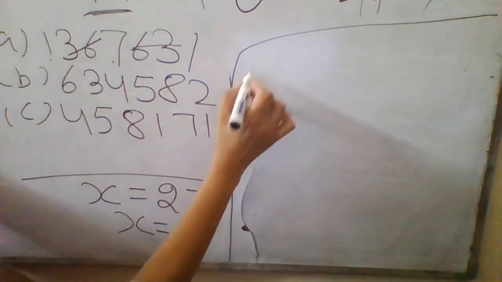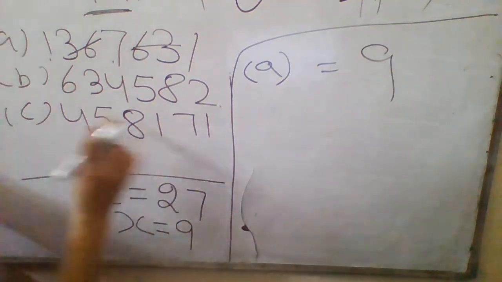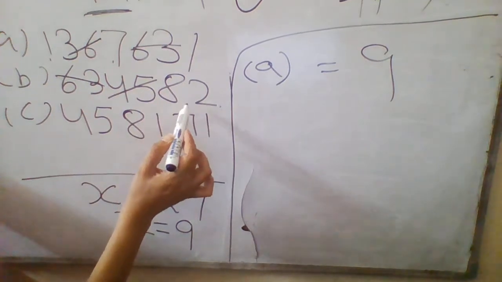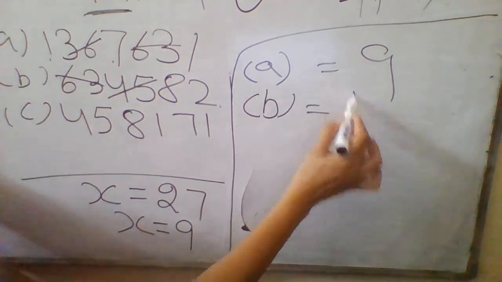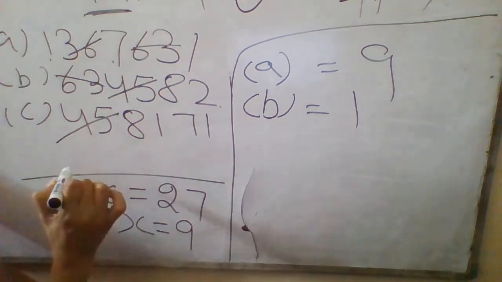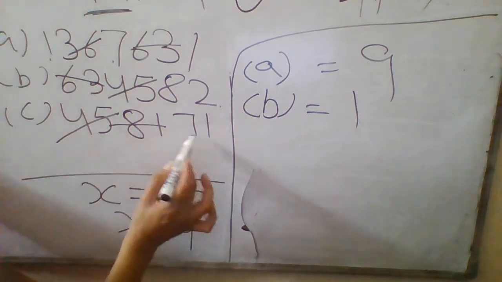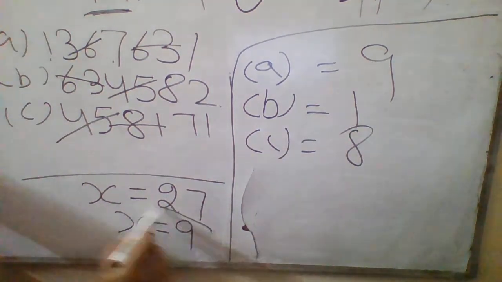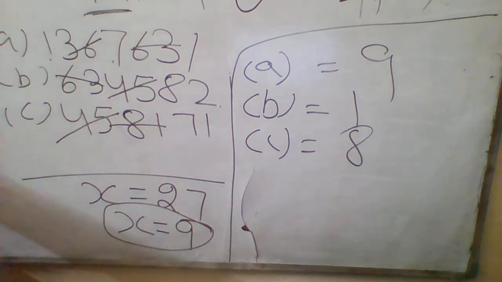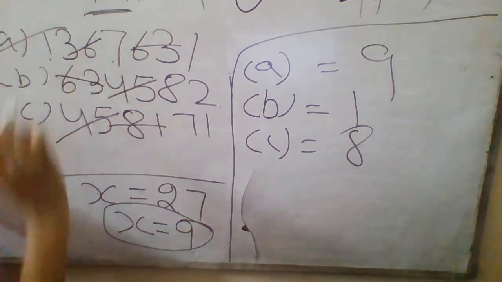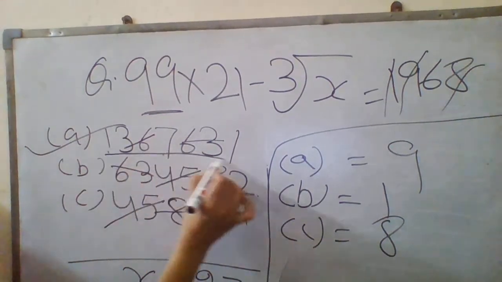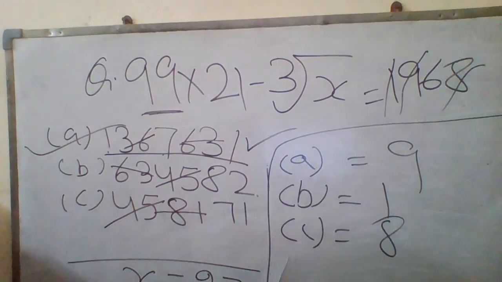Now see, in A option you got 9. Check B option. 6 plus 3 is 9, 4 plus 5 is 9, cut this. 8 plus 2 is equal to 10. So in B option you got 1. In C option 4 plus 5 is 9, cut this. 8 plus 1 is 9, cut it. 7 plus 1. In C option you got 8. So where are you able to find x equal to 9? In A option you are able to find this 9. So this A is your correct option. You can tick mark here.